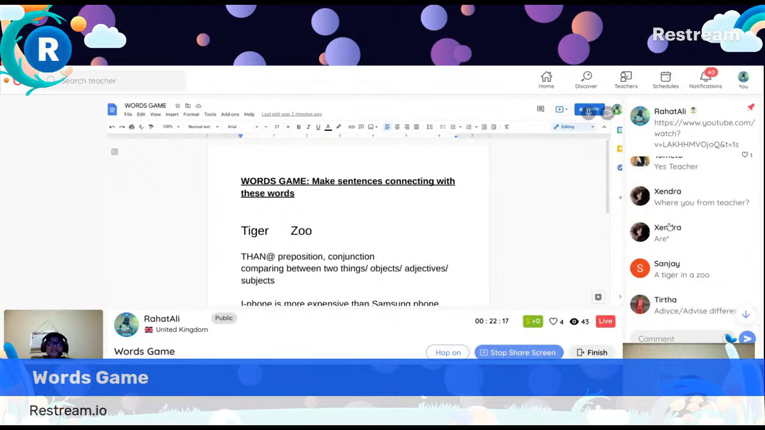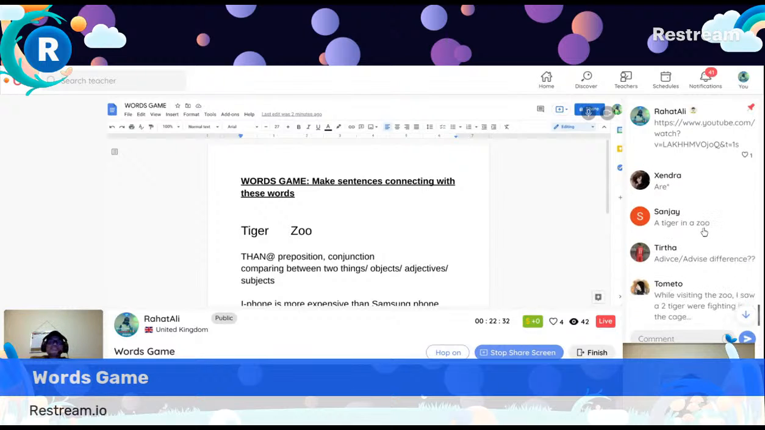Sanjay says, "a tiger in a zoo." Make a more meaningful sentence. Sanjay, it looks like a headline rather than a sentence, and also this is an incomplete sentence, it looks like. If it is a headline, that's fine. But if it is not a headline, then it's incorrect.